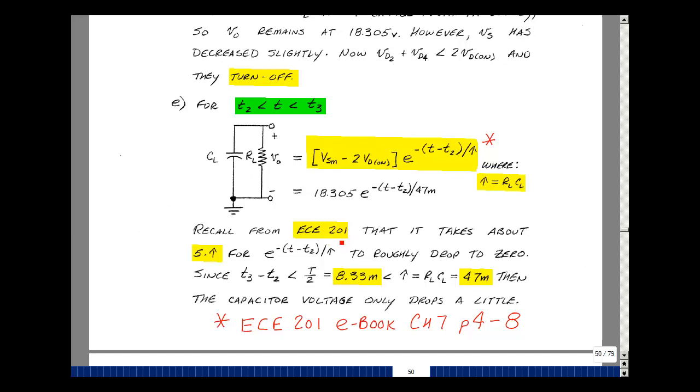In these notes in ECE301, we showed that it takes about 5 time constants for this exponential to decay to almost 0. The interval T3 minus T2 is a little bit less than half the period, which is 8.33 milliseconds. And that's much less than the time constant R sub L C sub L of 47 milliseconds. What we're going to get is not an exponential decay to 0, but just simply a long drawn-out exponential, which will look more like a straight line. That's what we saw in the previous graphs.